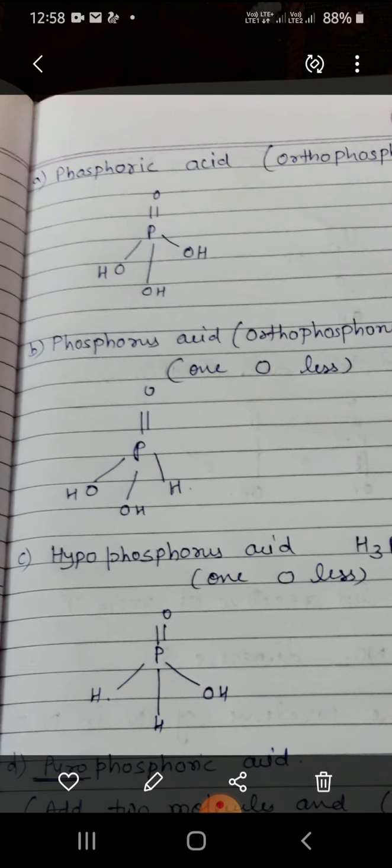The questions based on these structures are always asked in the CBSE exam. So you have to be very particular and careful about writing the structure.